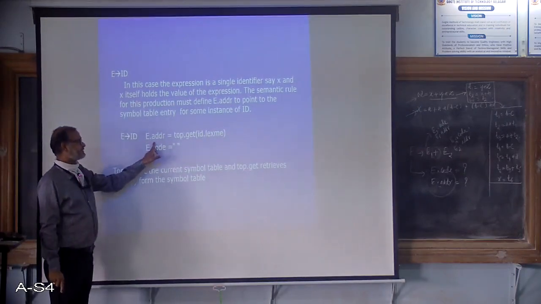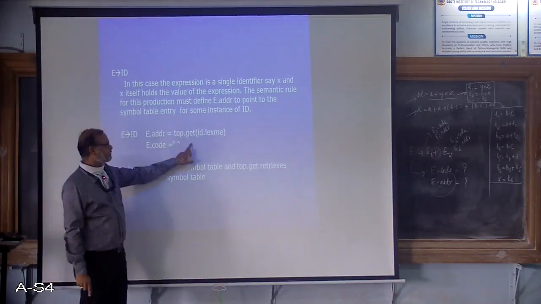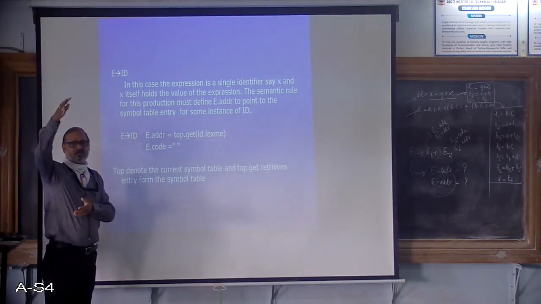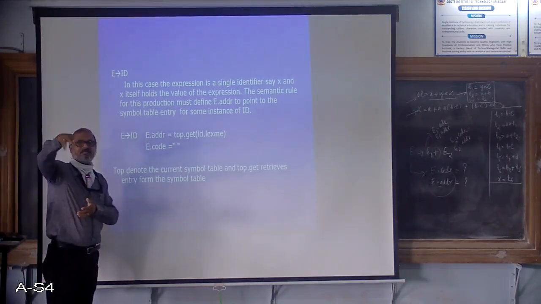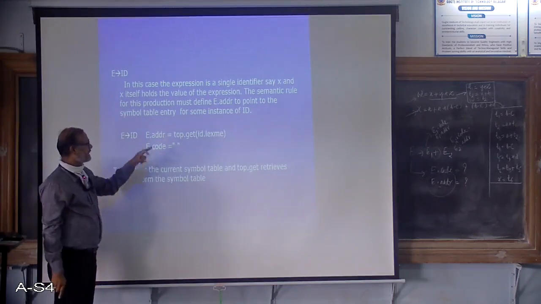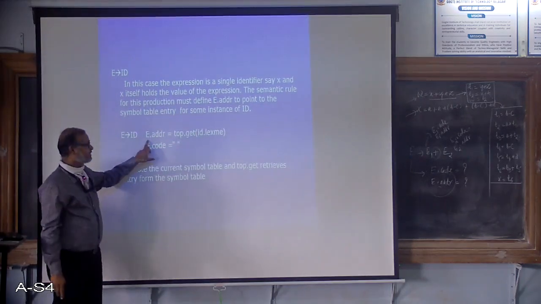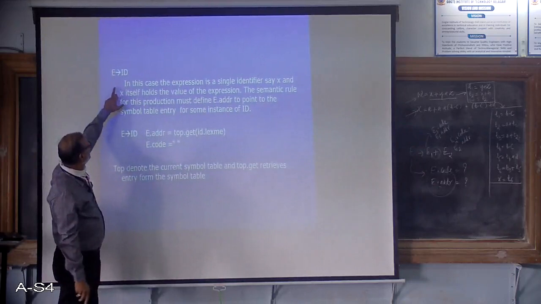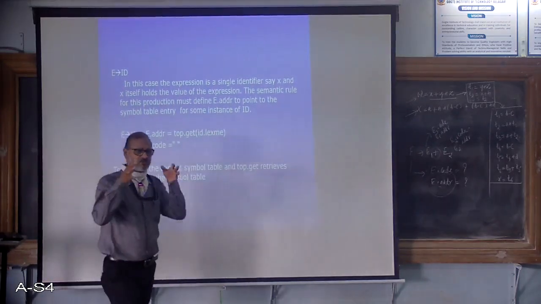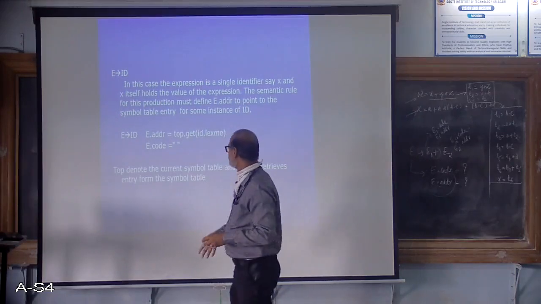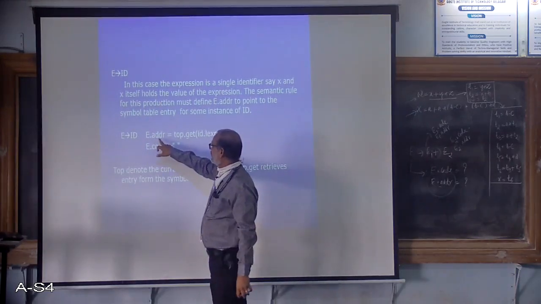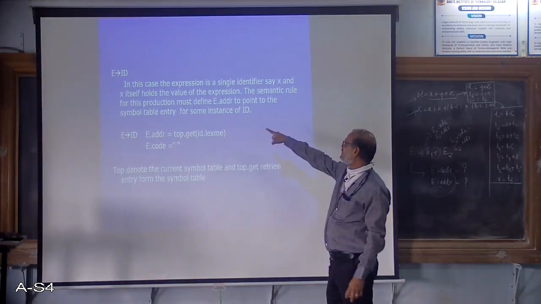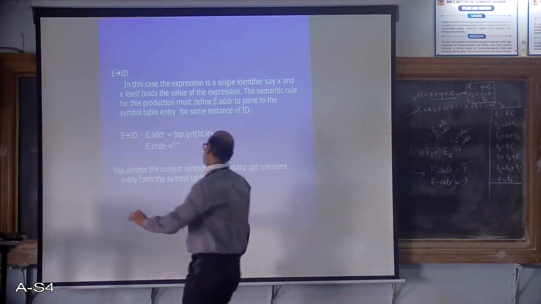I'm going to get the instance in E dot address, which is equal to top dot ID dot lexme. ID dot lexme is the instance of an ID. You have the variables entered in the symbol table, so the instance of this particular ID is taken. That is my value of the expression. Then no code is generated, because my expression is a single identifier, and that is going to hold the value, which is E dot address. So I must point this E dot address, the value of the expression, to the symbol table entry for some instance of ID. This is the semantic action that I am going to write.